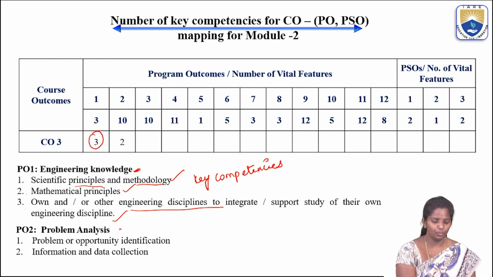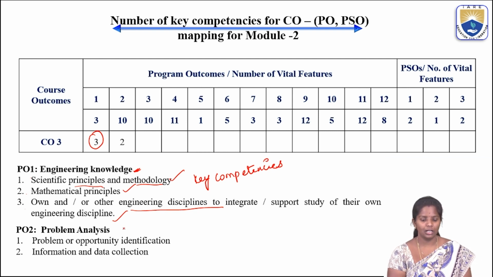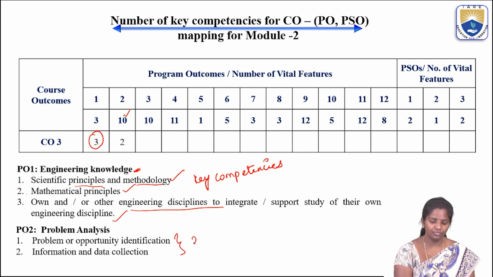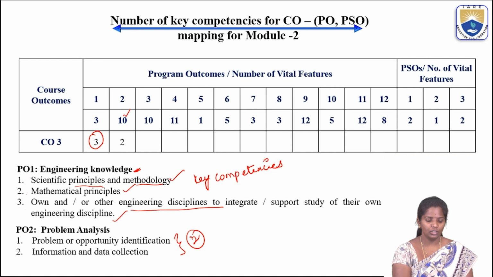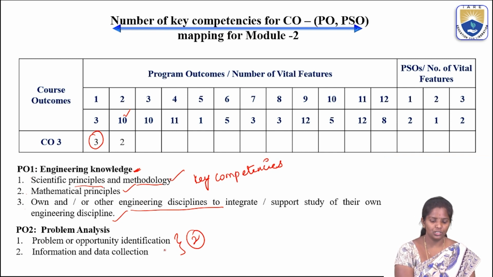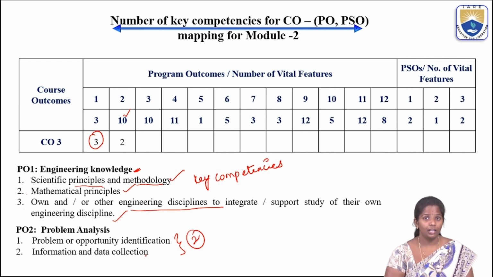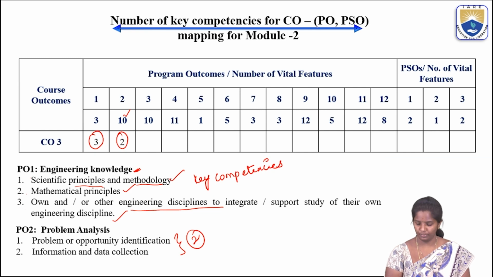Then PO2, problem analysis. In problem analysis, there are around 10 key competences, but only 2 are matching for our module. So what are they? Problem or opportunity identification, and information and data collection. So 2 are matching with our course outcomes, so we are giving 2 here. This is how we map the program outcome with the course outcome.